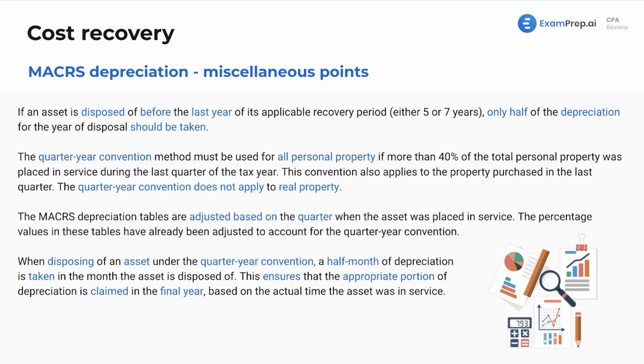The MACRS depreciation tables are adjusted based on the quarter when the asset was placed in service. The percentage values in these tables have already been adjusted to account for the quarter-year convention. And lastly, when disposing of an asset under the quarter-year convention, a half month of depreciation is taken in the month the asset is disposed of. Again, this is going to ensure that the appropriate portion of depreciation is claimed in the final year based on the actual time the asset was in service.